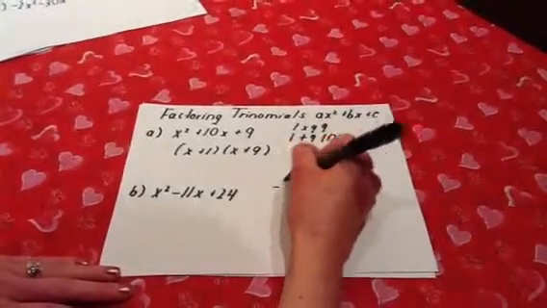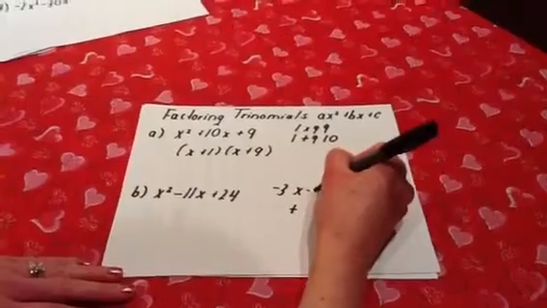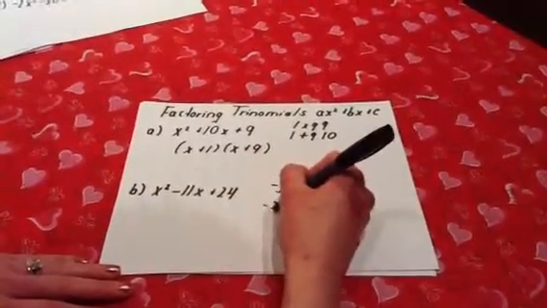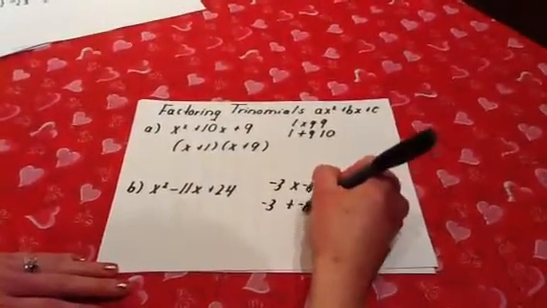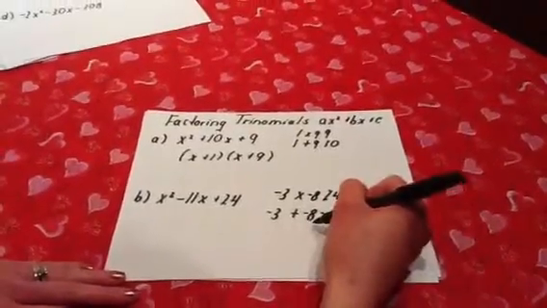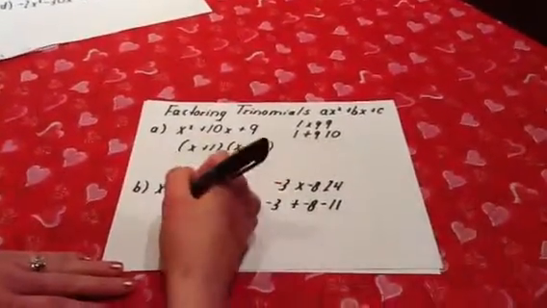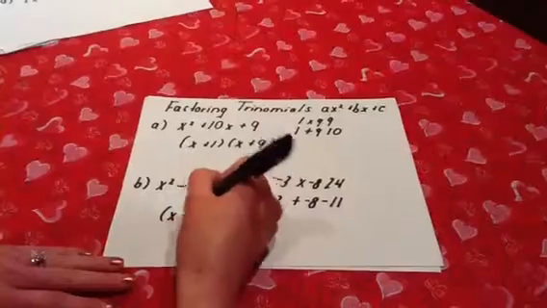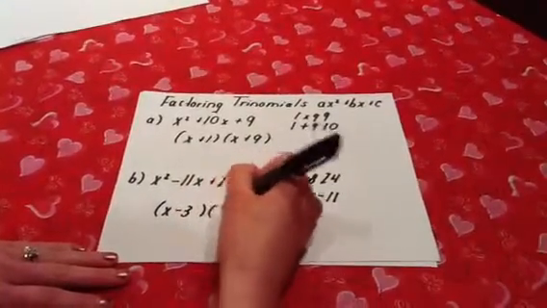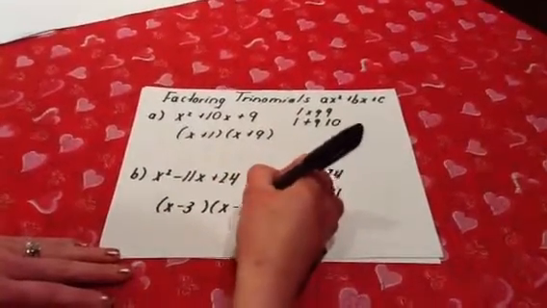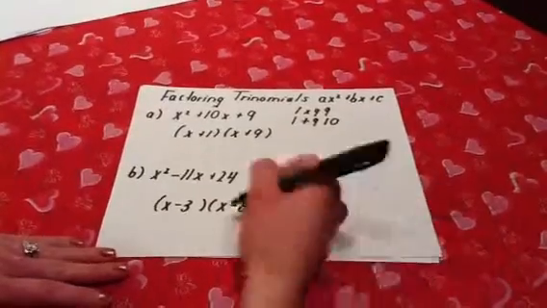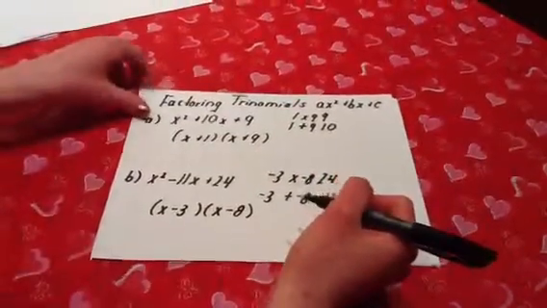So that means they're both going to have to be negative. And we know that if we multiply 2 negatives, we'll get a positive. If we add these 2 negatives, we'll get negative 11. So our factors will be x minus 3 and x minus 8. And again, to check, we would just FOIL it out. Okay, let's try a few more.